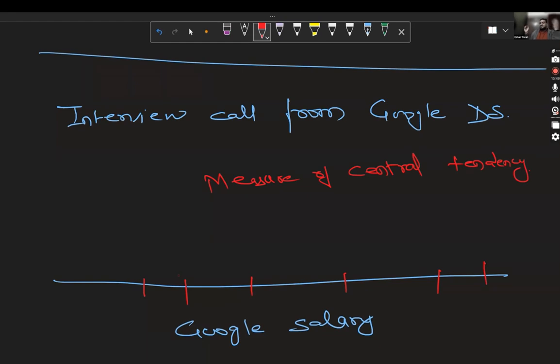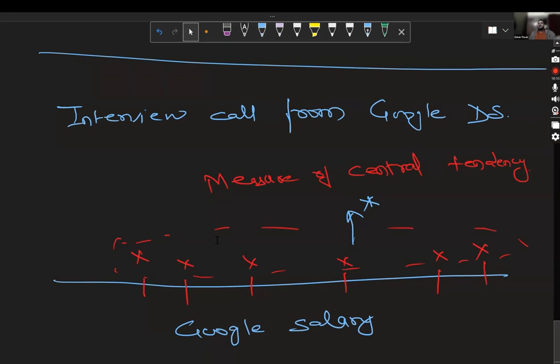We look into all the data points available to us. Like data points are here. And now, out of these 6 data points which I have here, I have to find what? A single value, one single star, which would be my approximate value of the salary I can expect from Google. How do we calculate this?